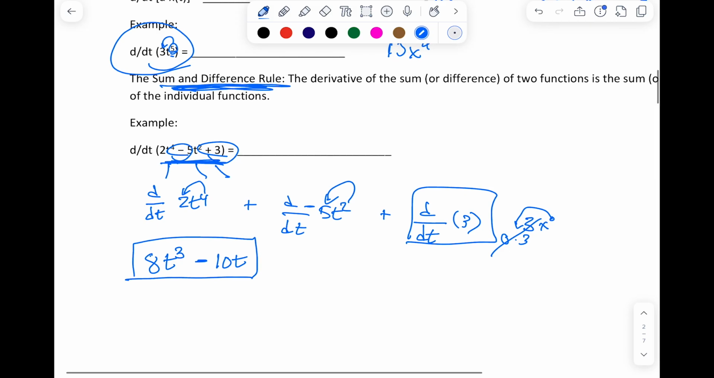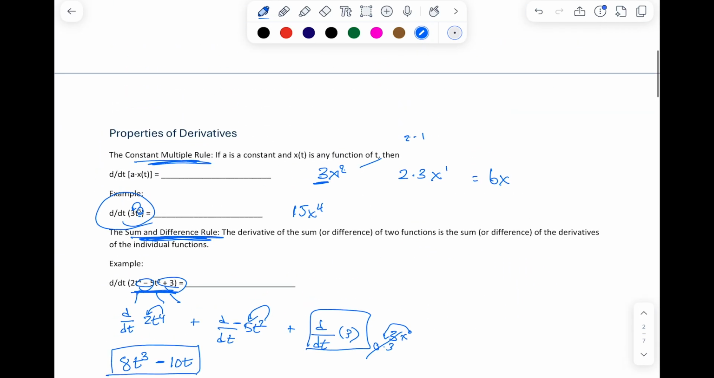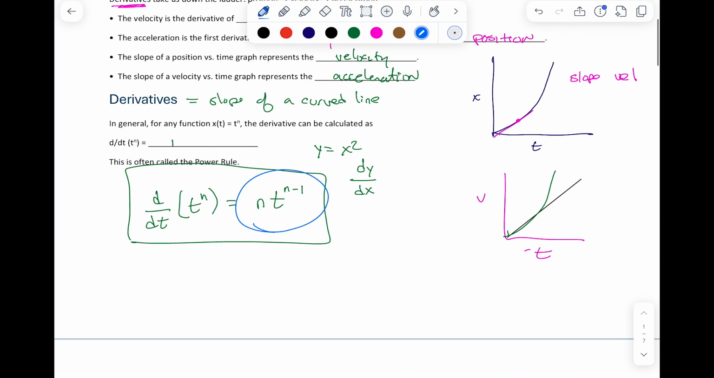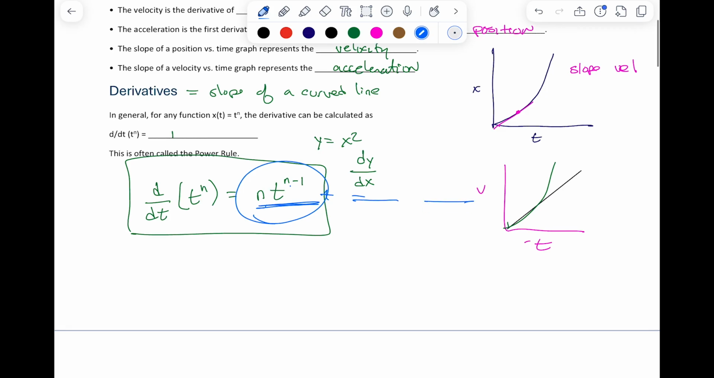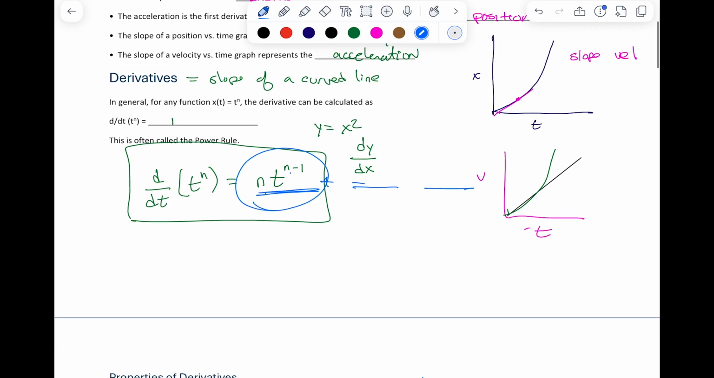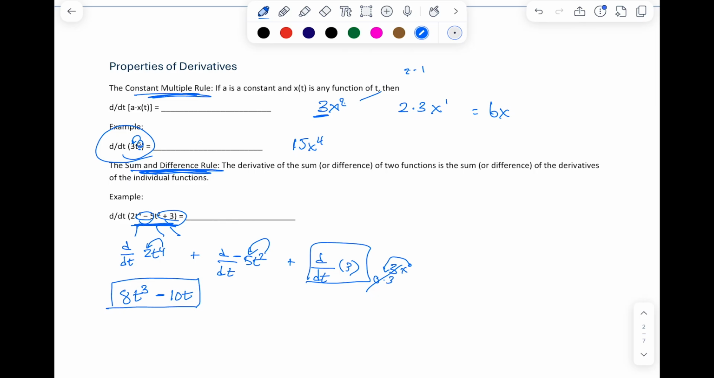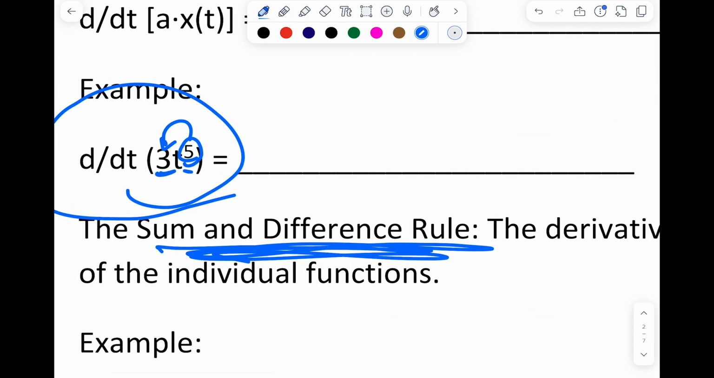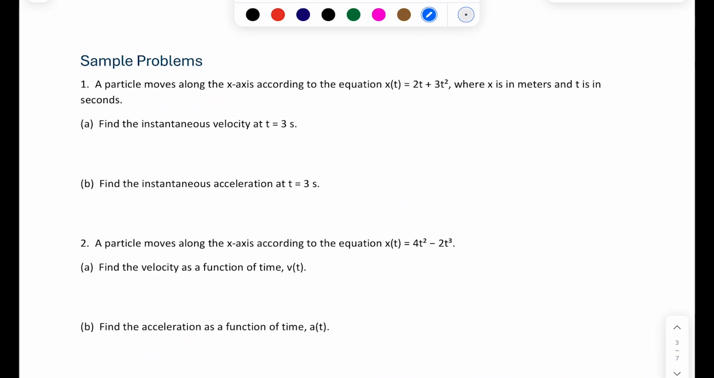So derivatives follow what's called the power rule. You take n times t to the n minus 1, and then you can also add them up if you've got multiple things. And if you've already got some number in there, like that's the multiple rule. If I've already got, like here, the 3 in here, then of course what you do is you leave that there. So let's now do a couple sample problems, or at least a portion of one.